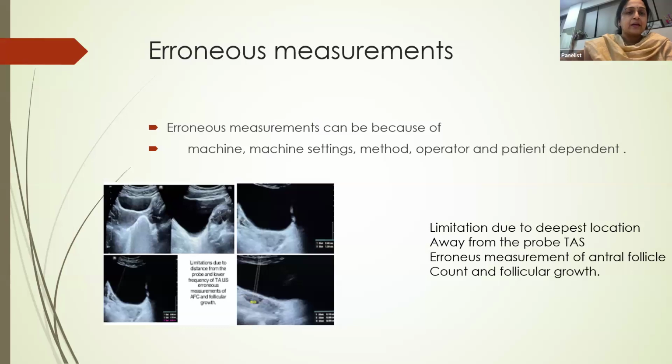Next. There are certain erroneous measurements, and these can be because of machine settings, method, operator, and patient dependent factors. One example is the limitation due to the deepest location away from the probe in cases of transabdominal sonography, and erroneous measurement of antral follicle count and follicular growth can be observed because of that.